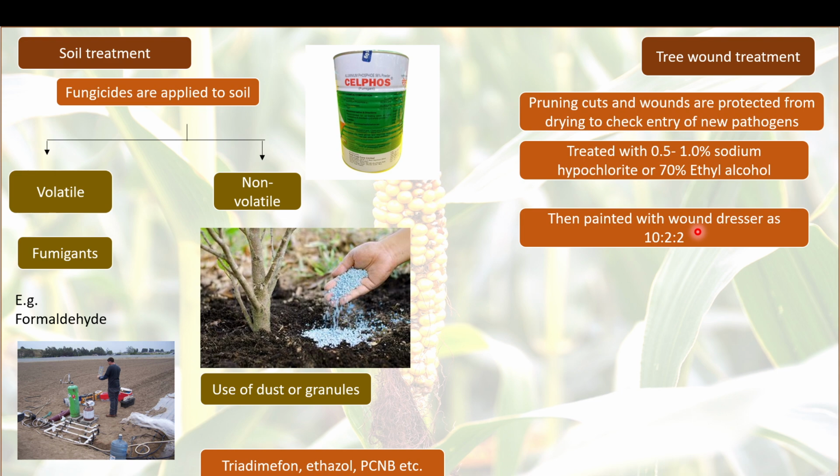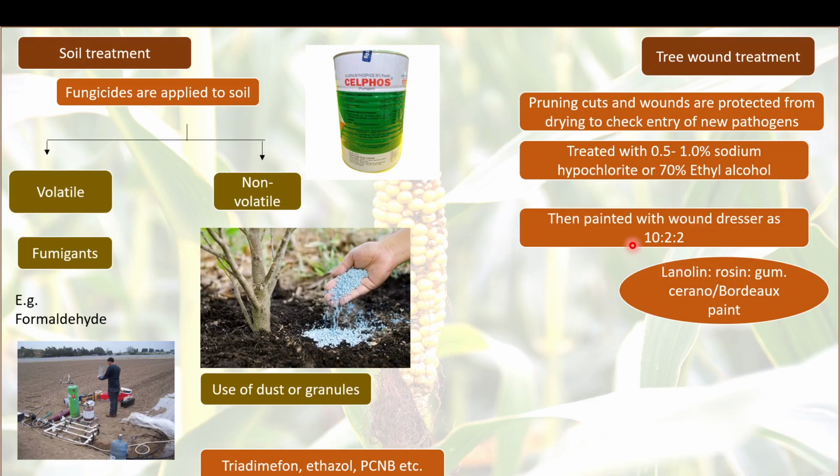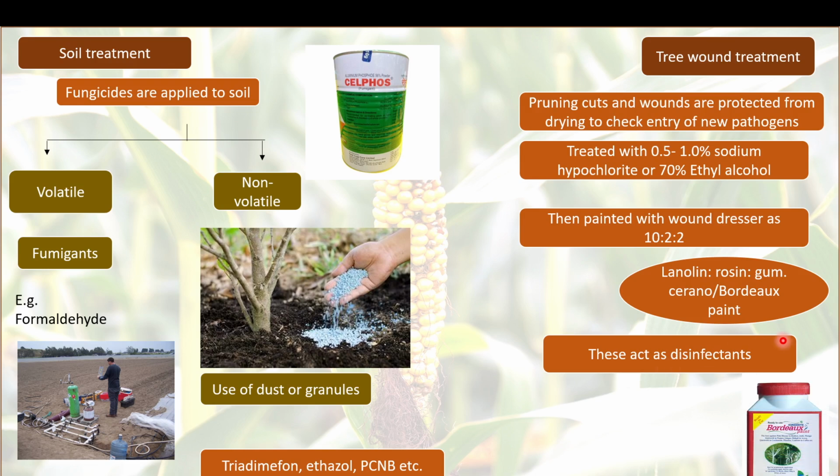There are various types of wound dresser available, right? So one example is 10 parts of lanolin, 2 parts of rosin, 2 parts of gum, right? And you can use Bordeaux paint. These act as disinfectants. So your pruned area of the plant will become a place where the pathogen will not be able to infest. So these act as disinfectants. So Bordeaux paint is available like this, which can be used.